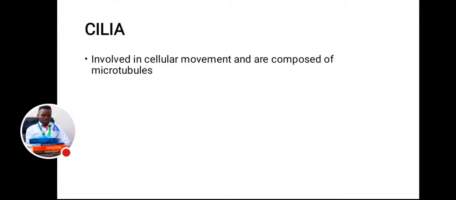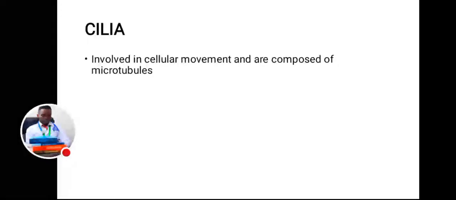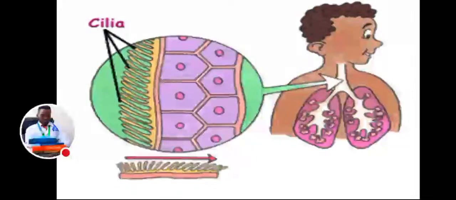Then we have what we call the cilia. Cilia also play an important role. They are involved in cellular movement and are composed of microtubules. So these are the cilia and the ciliary bodies. These ciliated cells are found in the respiratory tract. They help to trap dust particles. And we also have special cells that we call goblet cells, the ones that produce mucus in the respiratory tract. When they produce the mucus, the ciliated cells will start wiping the dust particles through the mucus that is produced.